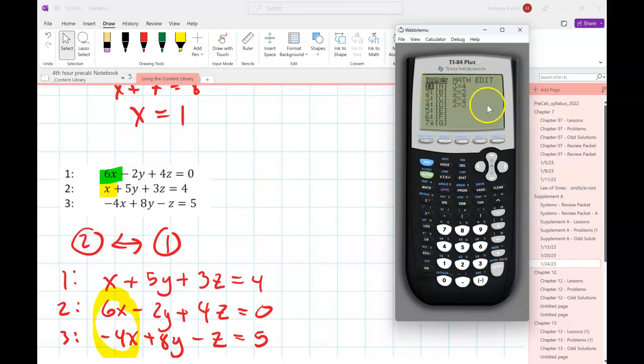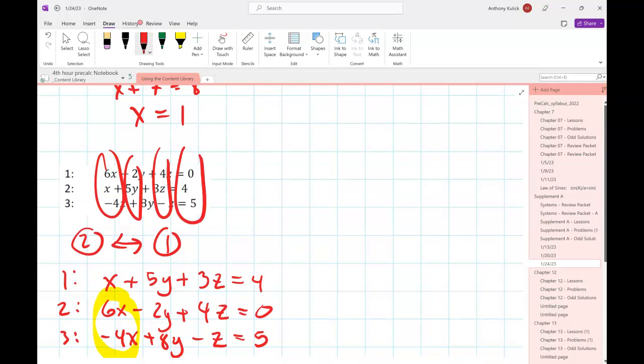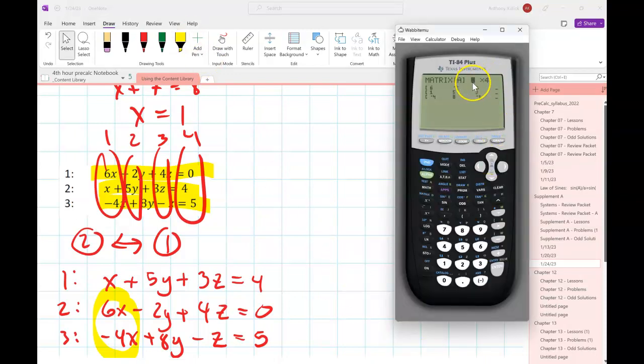So I'm going to tab over to the Edit tab, and we're going to type this system into matrix A. So I'm going to press enter. Now if I look at my system here, I have a column for the x's, a column for the y's, a column for the z's, and a column for the answers. So I have 4 columns. I have 1 row for equation 1, 1 row for equation 2, and 1 row for equation 3. So I have 3 rows. So the matrix that I'm going to create is a 3 by 4. Rows always come first, columns always come second.